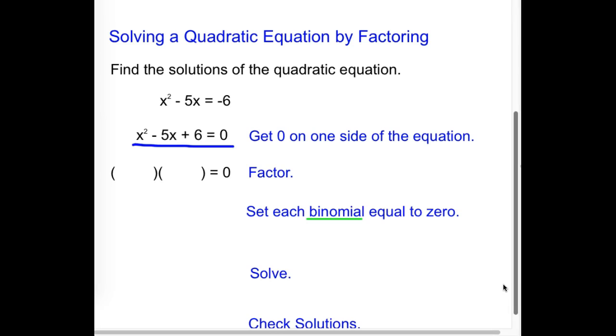Go ahead and take a minute, factor that quadratic. So what kind of factors did you come up with? X minus 2 is one of them. Somebody else? Okay. So we have it factored, and it equals 0.